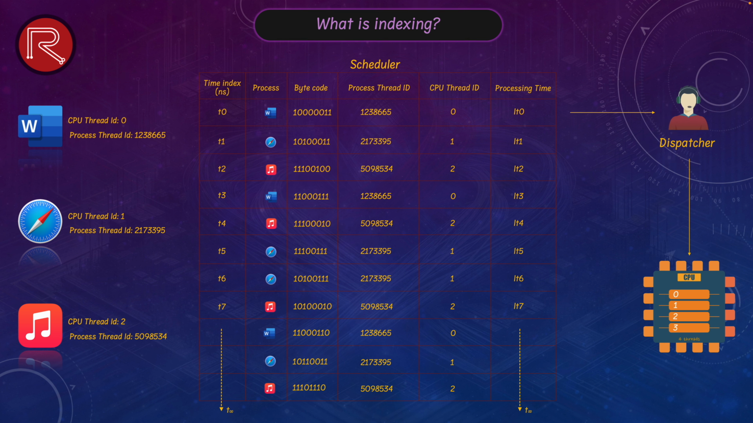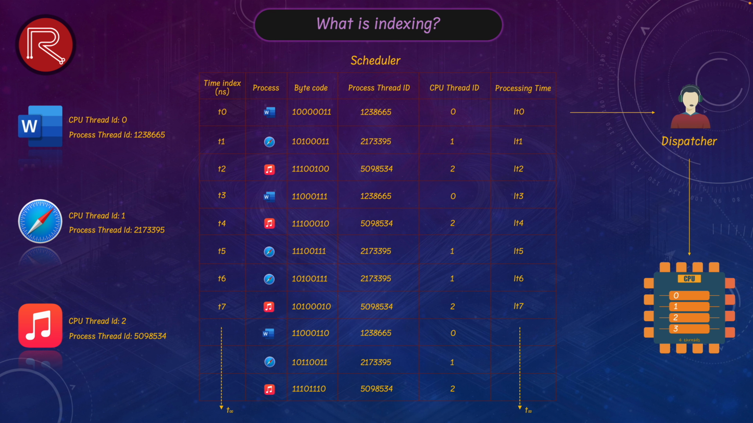To ensure that the concept of indexing is understood, I organized the information provided by the scheduler in this table. From the table, at time 0, the dispatcher sends to the CPU a chunk of bytecode from Microsoft Word along with the process thread ID, CPU thread ID, and the processing time.